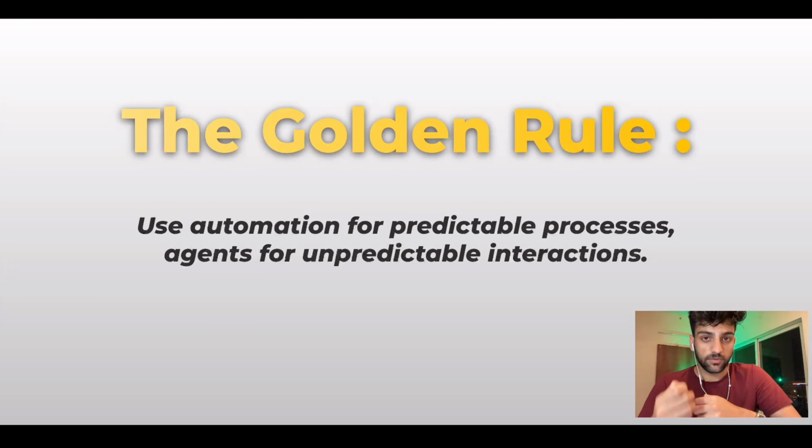So before ending this video, I want you to remember this golden rule. Use automation for predictable processes and agents for unpredictable interactions.